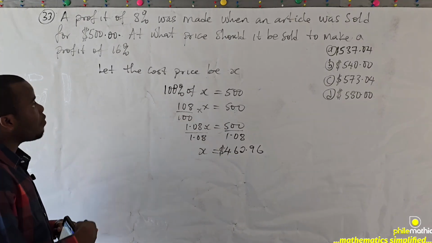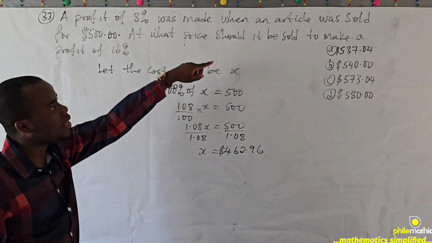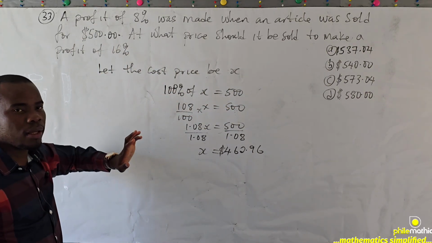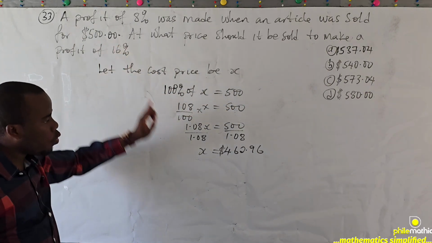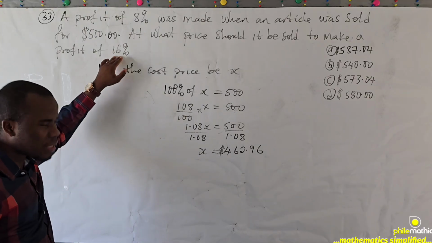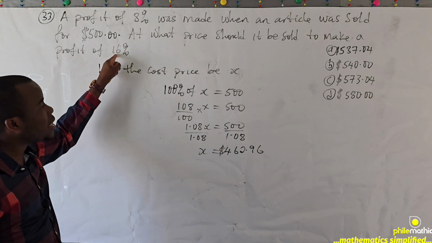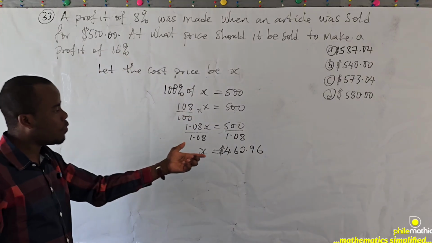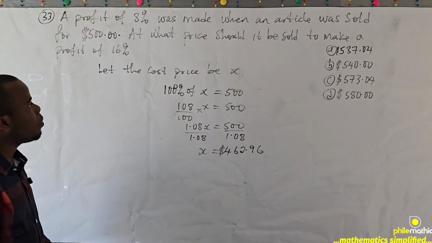Now, from what I have explained, to find the price it should be sold at to make a profit of 16%, it is simply 116% of this cost price. If it is to make a loss of 16%, it will be subtract 16 from 100%. It will be 84% of this cost price. That gives us the selling price.